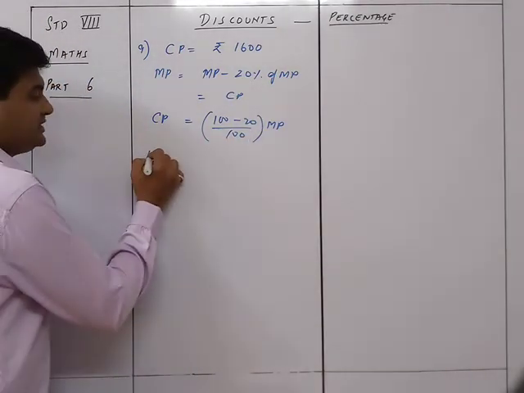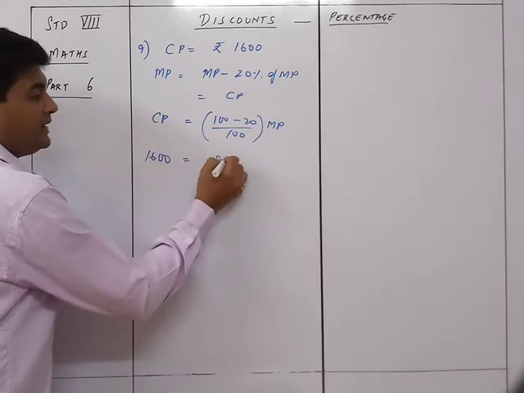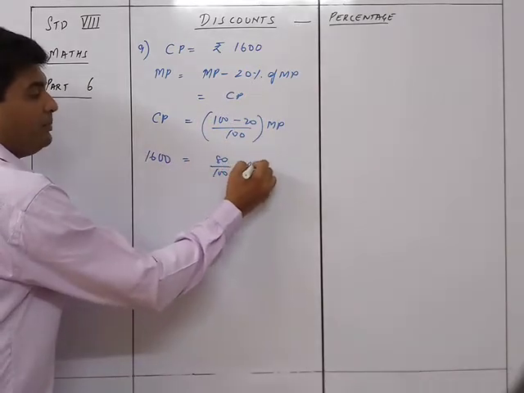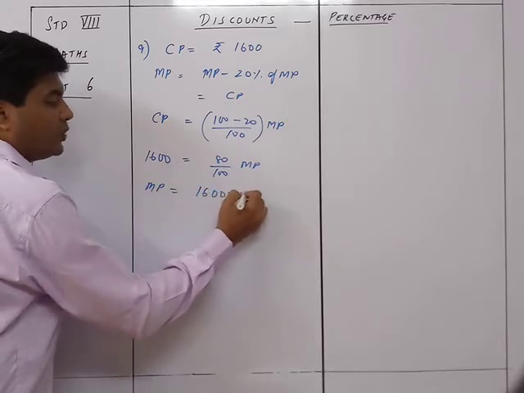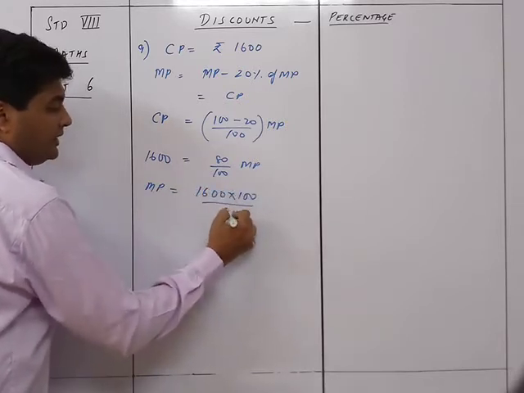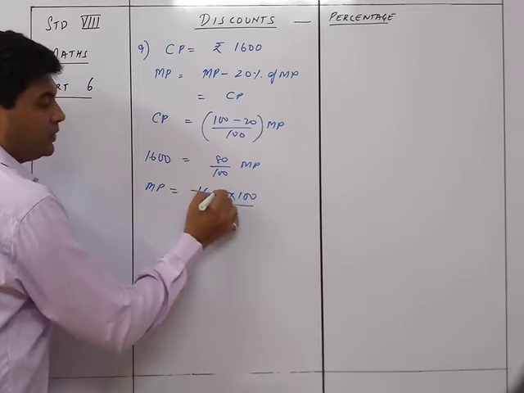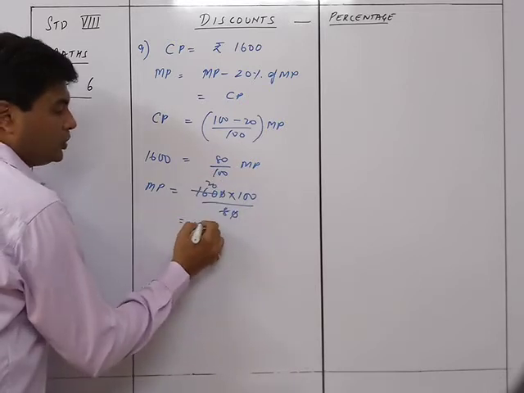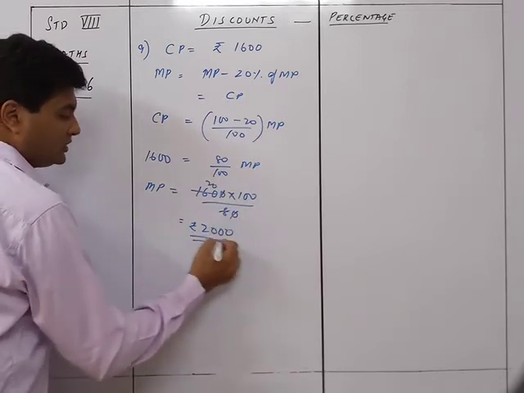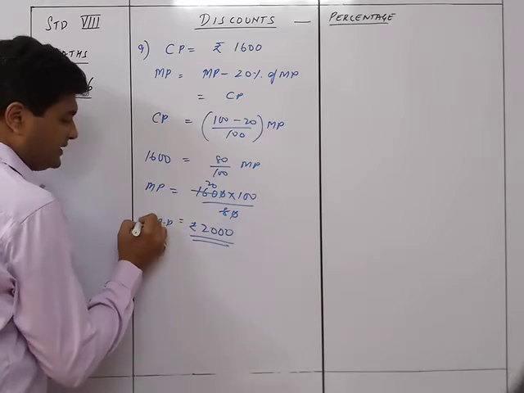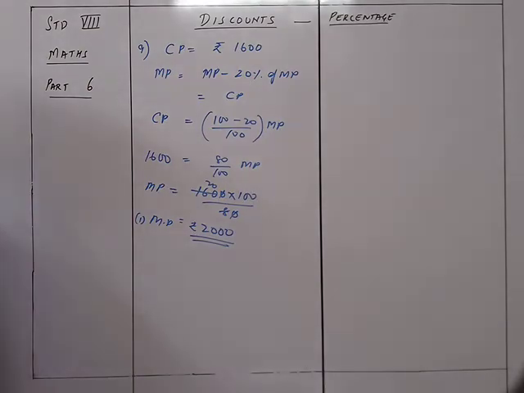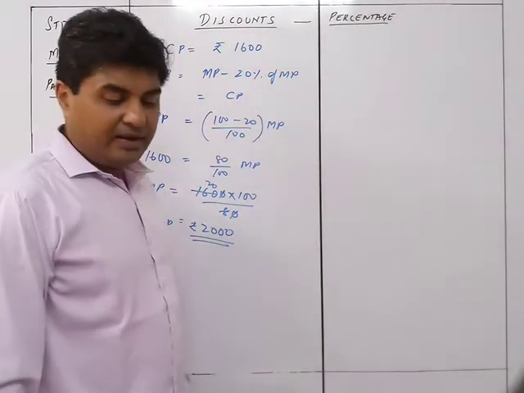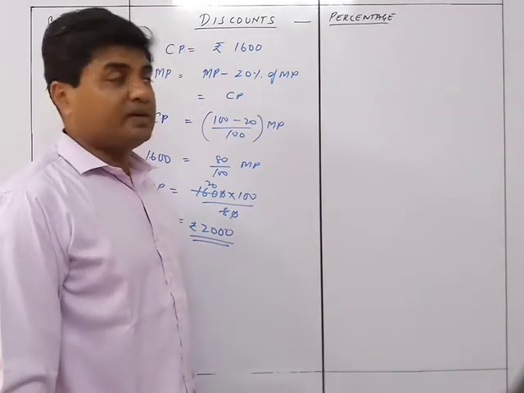So accordingly 1600 is equal to 80 upon 100 into MP. Accordingly MP will be equal to 1600 into 100 upon 80. So that will be equal to rupees 2000. So 2000 is the mark price. So the first thing is the mark price is 2000. The second thing we want is the selling price. Now here it is given that the article is sold at 16% discount.